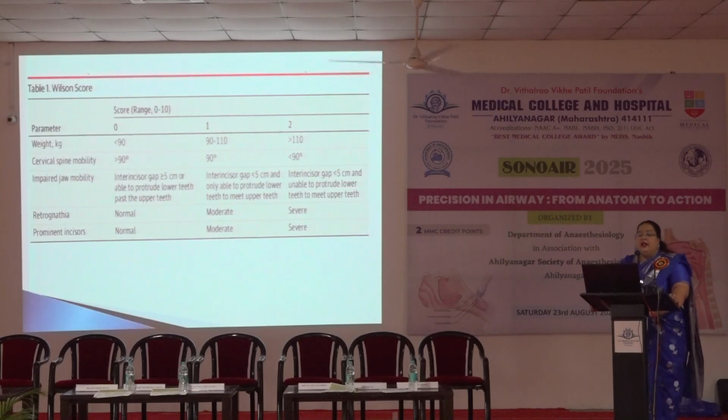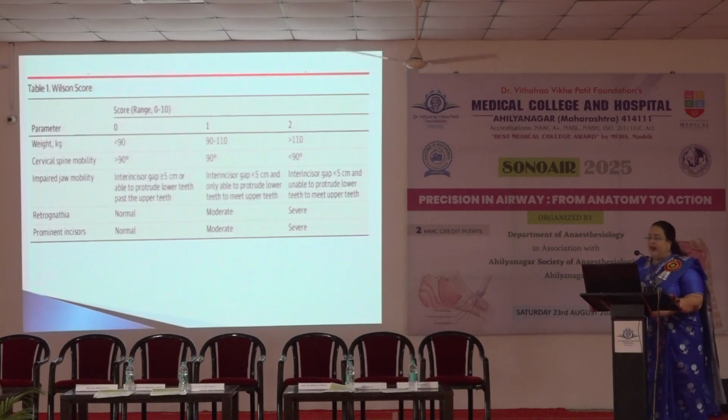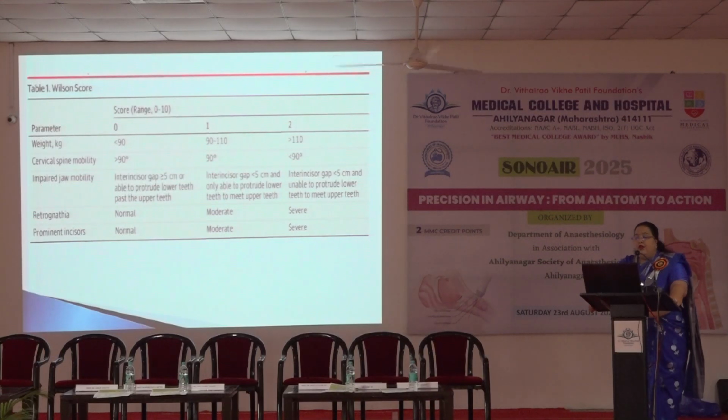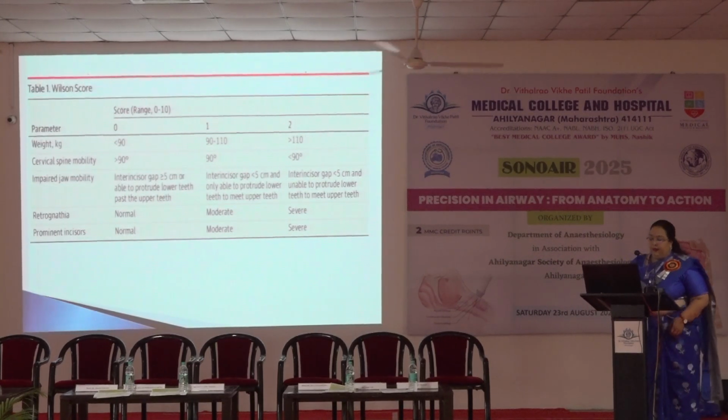Impaired jaw mobility, the inter-incisor gap of more than 5 cm or able to protrude the lower jaw past the upper teeth is grade 0. Inter-incisor gap less than 5 and only able to protrude up to the upper teeth is 1. And 2 is inter-incisor gap is less than 5 centimeters and is unable to protrude the lower jaw to meet the upper teeth. Retrognathia can be normal in 0, 1 moderate and 2 severe. Similarly for prominent incisors, there are no prominent incisors in grade 0. In 1 there is moderate and in 2 there is severe protrusion.